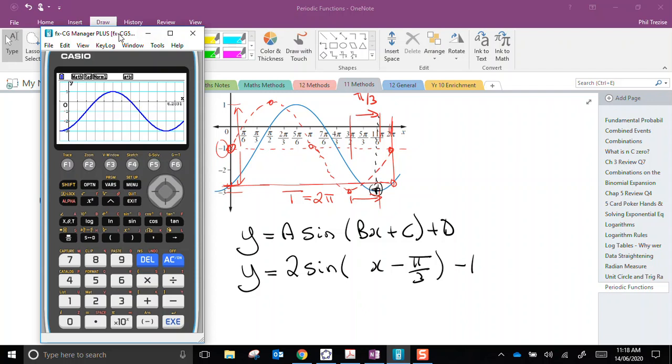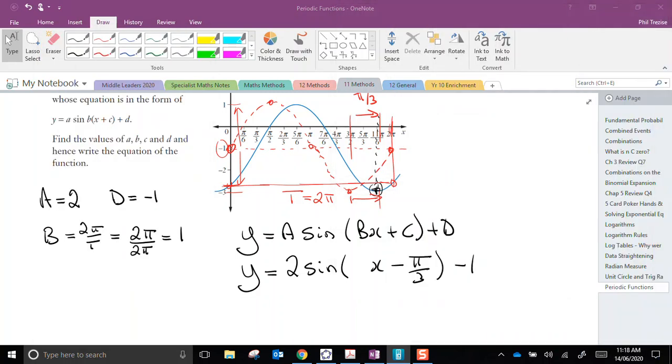There is how we do this. We pretty much use the same process as we did the other time, but we work backwards. We work backwards from where the graph is. And if you find first D, then A, they're usually the easiest, then find B, lastly worry about the phase shift C. And that's the way it goes.